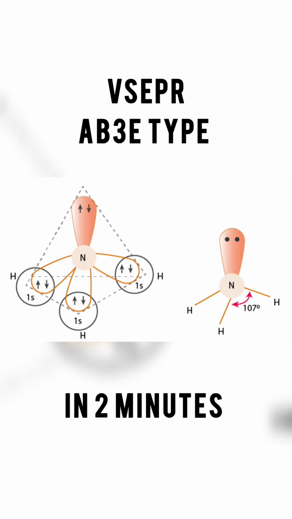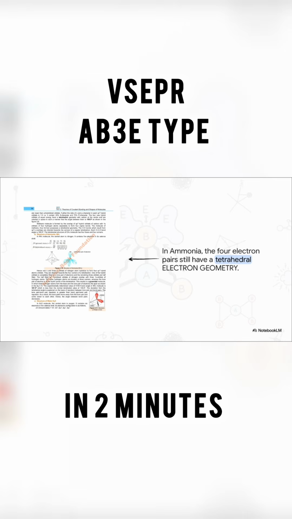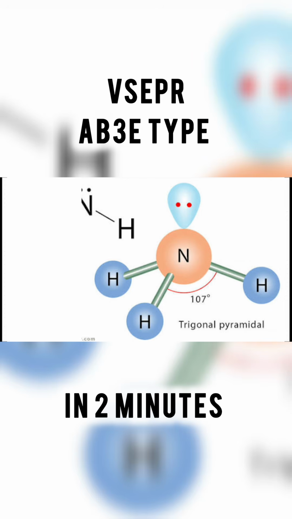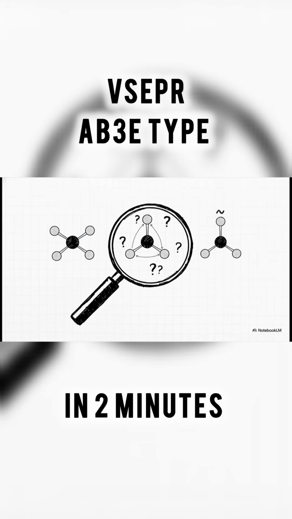Okay, this is a crucial point. We talk about geometry and shape in 2 different ways. If you include the lone pair, the electron geometry is still tetrahedral. But if you only look at the atoms themselves, the molecular shape is trigonal pyramidal. And you can see the proof right there in the numbers.